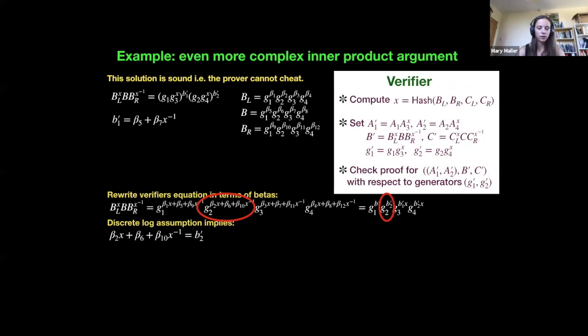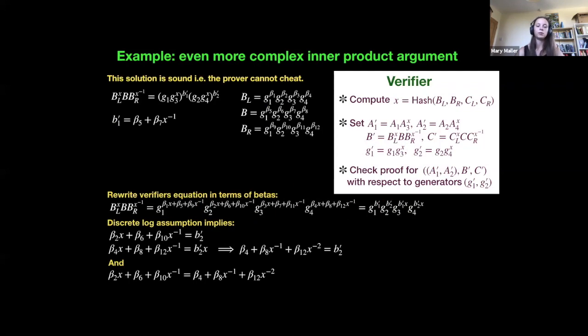We have a discrete log equation. That's going to give us that beta 2 x plus beta 6 plus beta 10 x to the minus 1 is equal to B2 dash. Similarly, with our G4 generator, beta 4 x plus beta 8 plus beta 12 x to the minus 1 is equal to B2 dash x, which gives us an equation for B2.